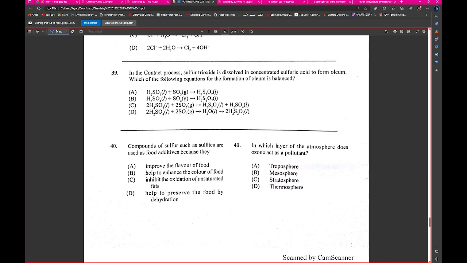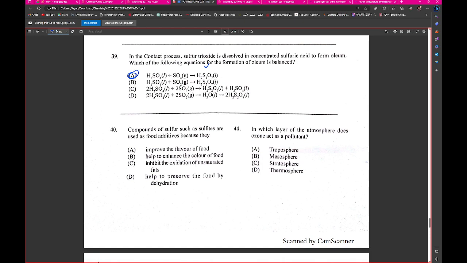In the contact process, sulfur trioxide is dissolved in concentrated sulfuric acid to form oleum. Which of the following reactions is the formation of oleum? Well, the formation of oleum is balanced. A. A. Wonderful. Wait, let me check. There are 2 sulfur over here, 2 sulfur there. So there is 3, 4, 7. That's fine. 40. The compounds of sulfur, such as sulfites, oh, we saw this already.